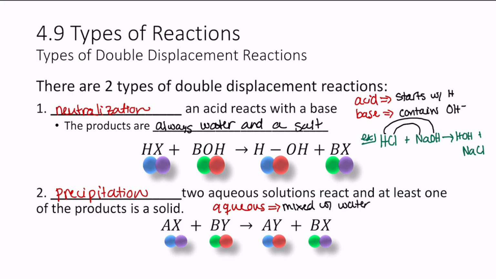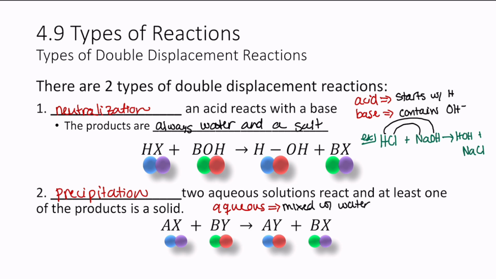So, for example, sodium chloride is a solid. When I put that in water, it will dissolve, and I still have sodium chloride, but it's not a solid anymore. It's mixed with water, so it is aqueous. So it's when you have two aqueous solutions and they react to form at least one product. And that product that is formed as a solid is the precipitate.